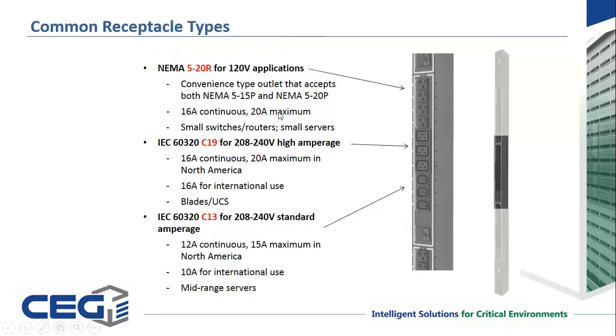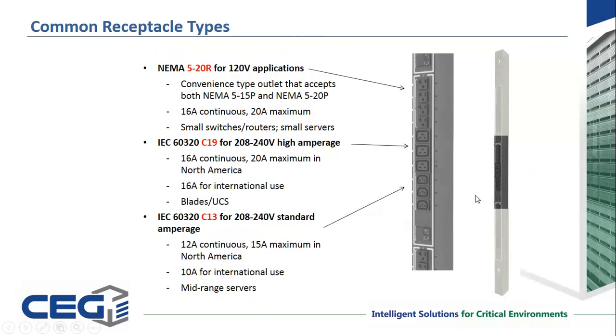Typically, it's a continuous rating of about 16 and a max of 20 for these things. And it's usually legacy single-corded devices or small appliances that don't require a lot of power. The more common outlets or receptacles that you see in the power strip that we use are the IECs, right? The C13s and C19s we just talked about, the odd numbers. You can see there what they look like here.